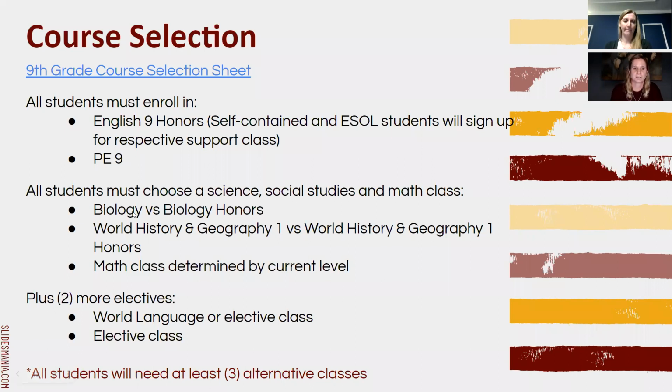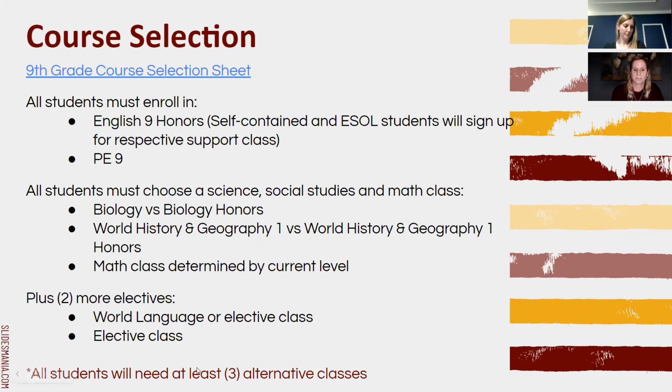Then the choices you'll make are, for science, biology versus biology honors, world geography 1 versus the honors class, and math is determined by your current level. For all these classes, to know which honors level to take, it's very important to talk to your current teacher. They would know best which level to go on to in high school, as well as your student's counselor at your middle school, as well as the resources that we shared with you. Again, the last two will be a world language and then another elective class.